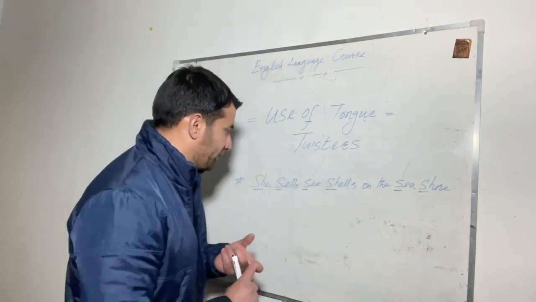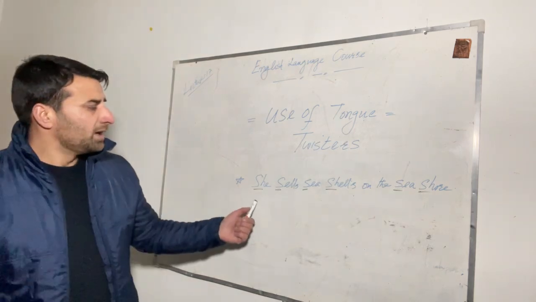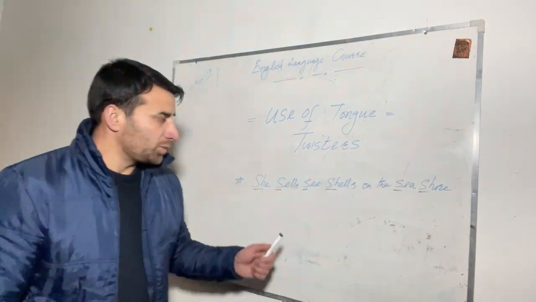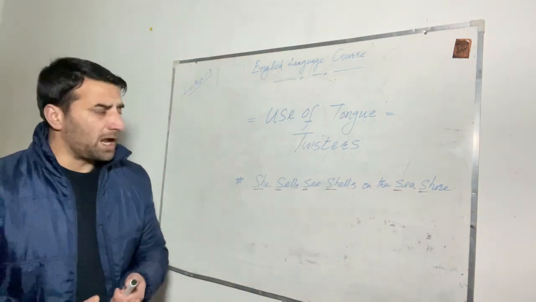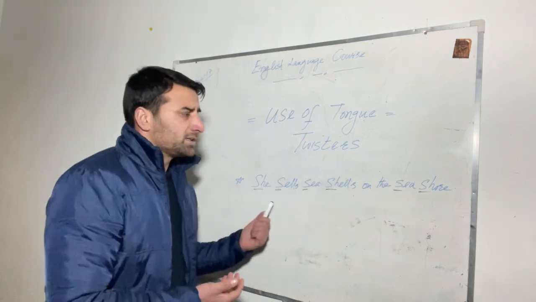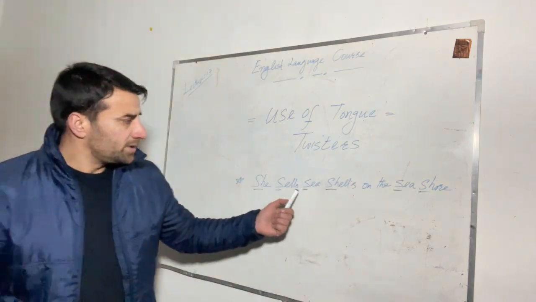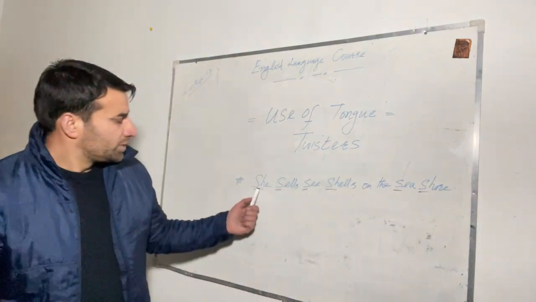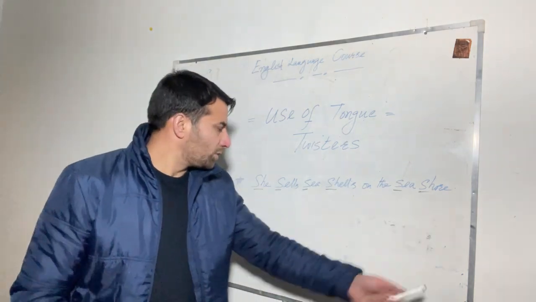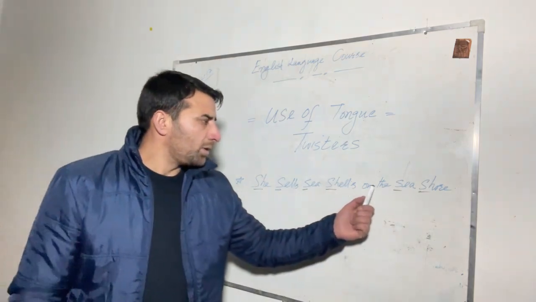fluency regarding the English language. This is a common tongue twister which you have read hundreds of times, and you might also have seen it hundreds of times in your books. It is: She sells seashells on the seashore.